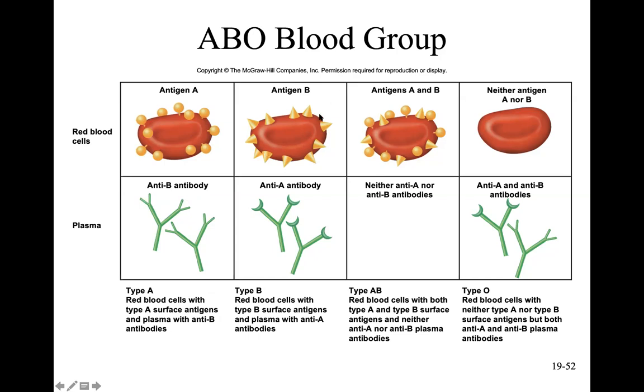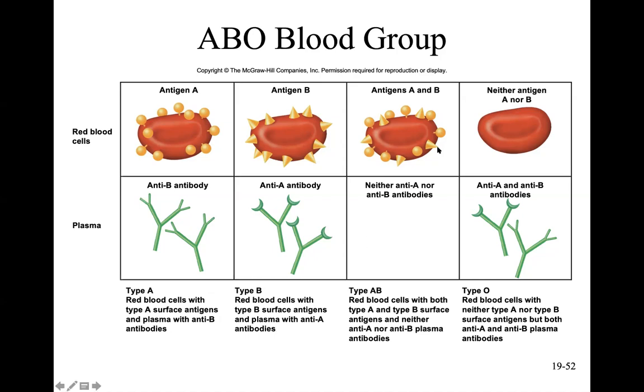How about if I have type B? If I have type B blood, I have the B antigen, which is a little bit different from the A, but it still is different, right? I have the B antigen on all my red blood cells. And then I'm going to have antibodies to what I don't have. I don't have A, so I'll have antibodies to A.